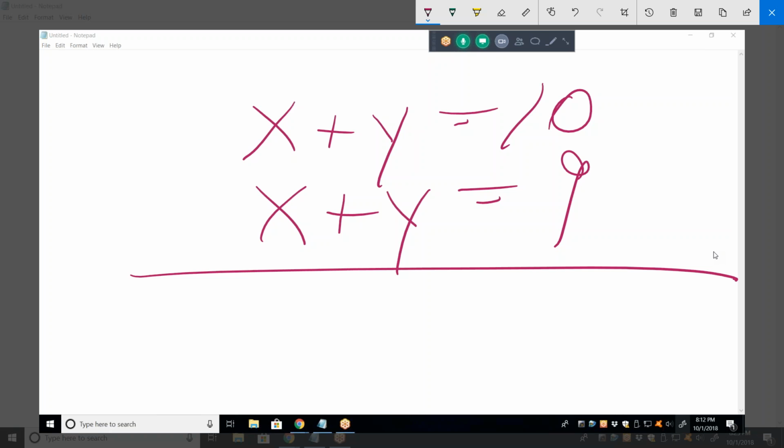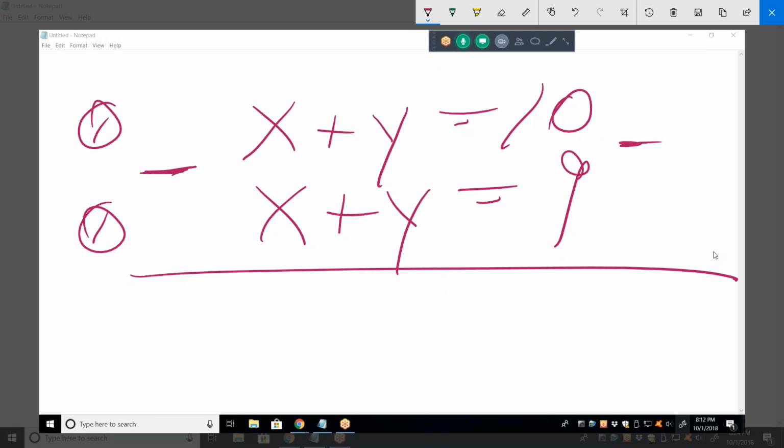Again, two equations, two variables. One would think that I'm able to solve for this, but go ahead and try to solve for it. First of all, what are you going to do to eliminate a variable? Well, you're going to subtract or add? Subtract. I'm subtracting the entire left side from the entire left side, and the entire right side from the entire right side.